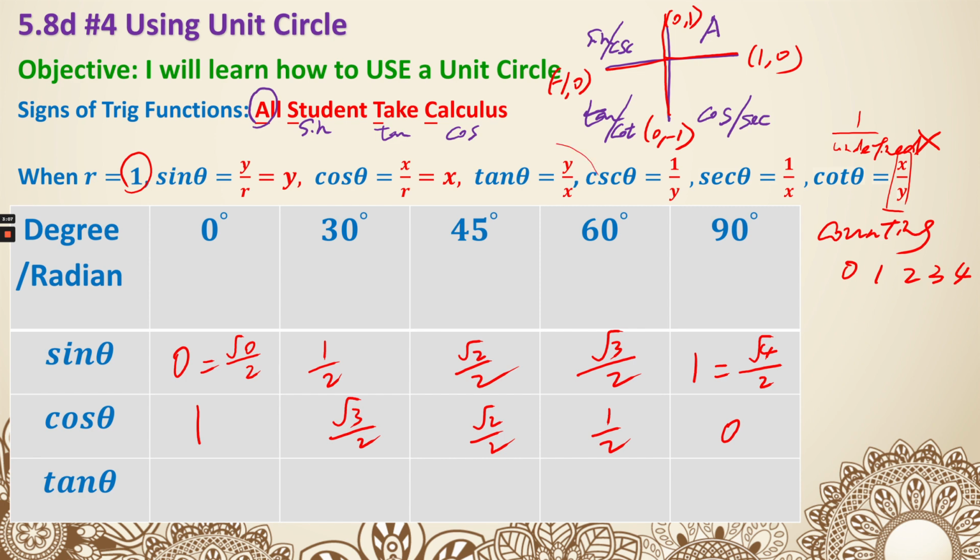Now tangent is y over x. My sine is y, my cosine is x. I'm basically doing y divided by x. 0 divided by 1 is a 0. 1/2 divided by square root of 3 over 2 is 1 over square root of 3, which simplifies to square root of 3 over 3. Next, square root of 2 over square root of 2 is just a 1. Then square root of 3 over 1 is just square root of 3. Next, 1 over 0, that's where we have the undefined. So 90 degree for tangent is undefined.